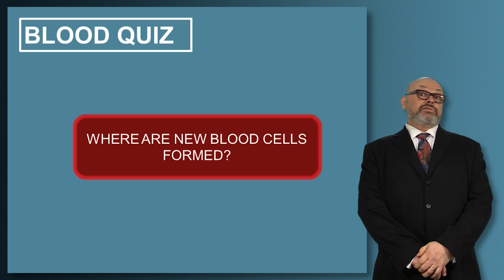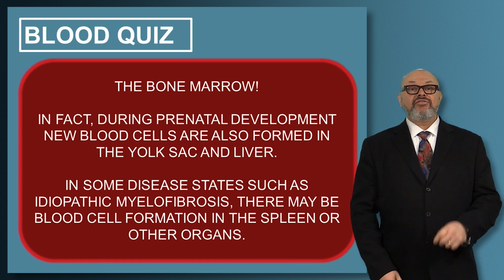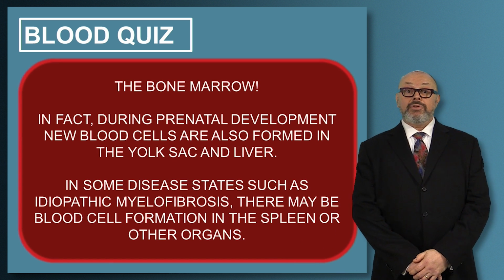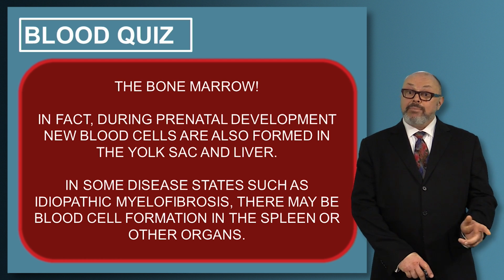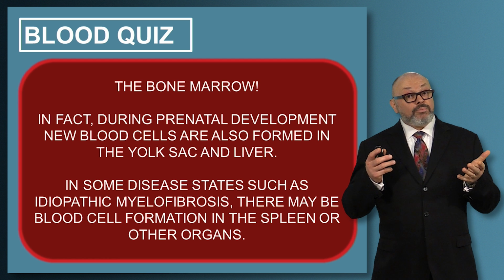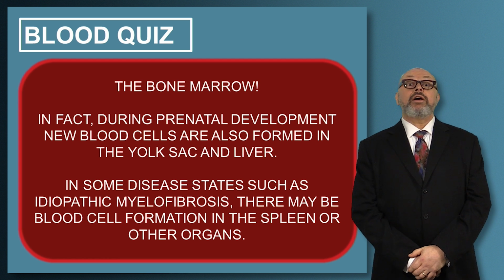Where are new blood cells formed? Well, the bone marrow. But, in fact, during prenatal development, new blood cells are also formed in the yolk sac and the liver. And in some disease states, for example, idiopathic myelofibrosis, there may be blood cell formation in the spleen or other organs.